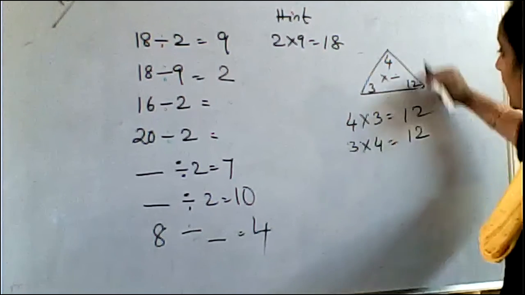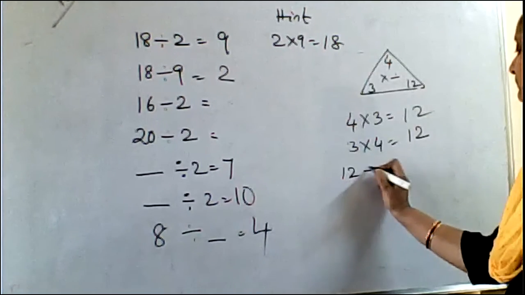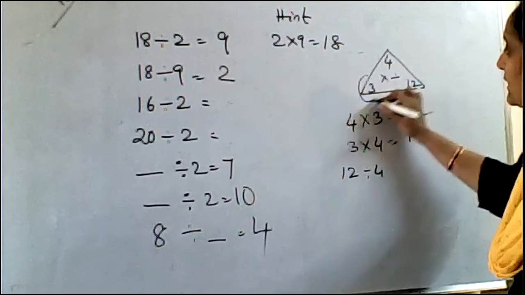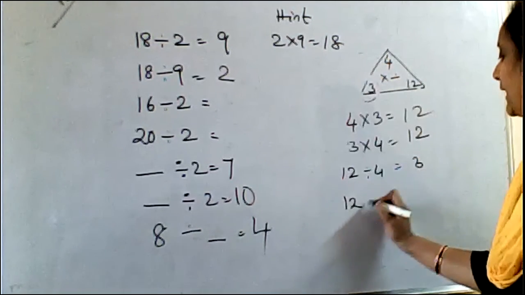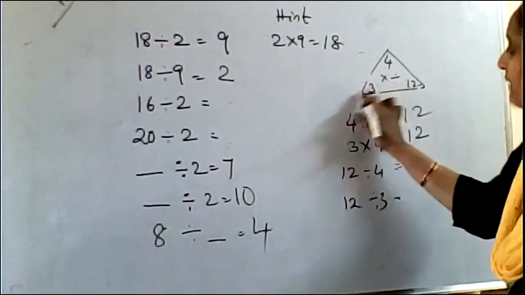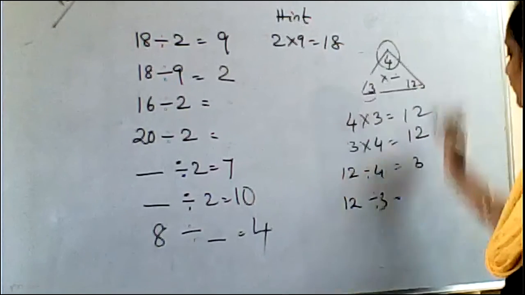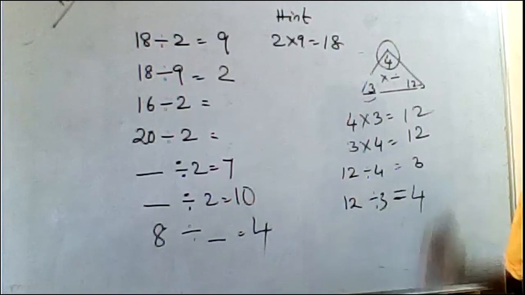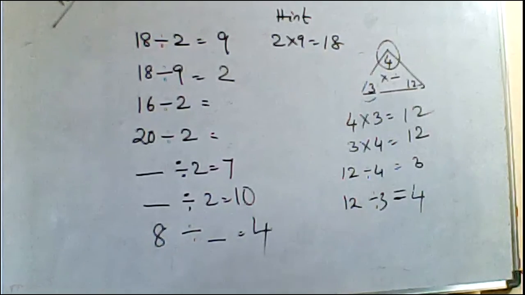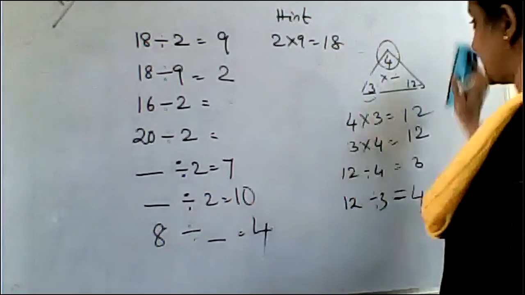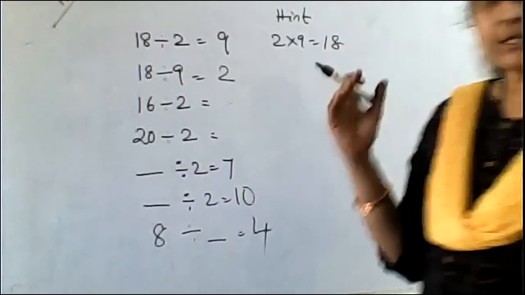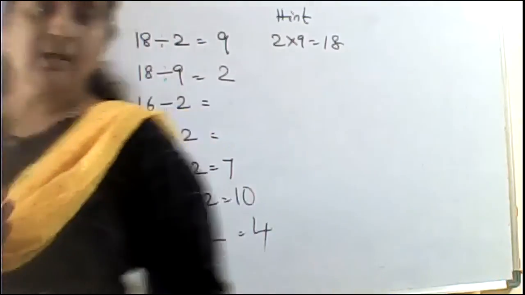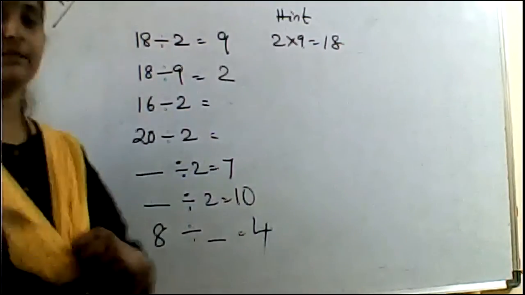Now, 12 divided by 4. What is the number left over here? 3. Now, 12 divided by 3. What is the number left over here? 4. So, these are called multiplication and division facts. Using multiplication, we can find the division. Using division, we can find the multiplication.